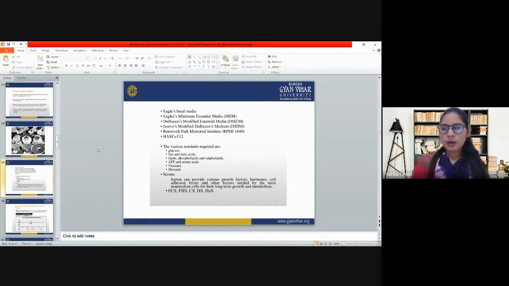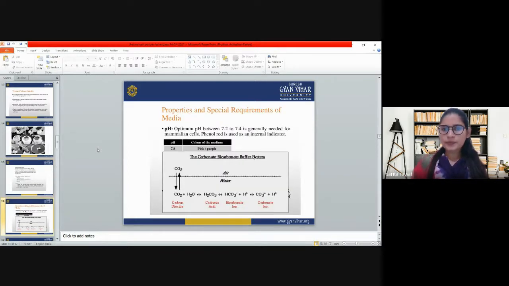Then when we talk about the serum, serum can provide the various growth factors like hormones, cell adhesion factors, and other factors needed by most mammalian cells for their long-term growth and metabolism. So FCS, FBS, CS, HS are required.